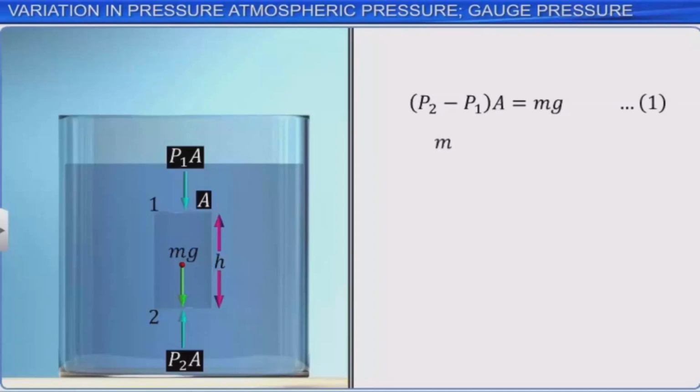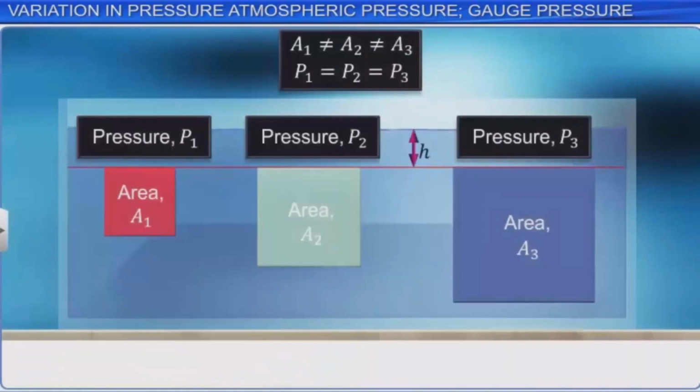But the mass of the cylinder is equal to the product of its density, rho, and its volume, V, or the product of its density, rho, area of its base A, and its height h. Substituting equation 2 in equation 1, we get P2 minus P1 is equal to rho hg. Thus, the pressure exerted by a liquid column of height h is independent of area of cross-section.